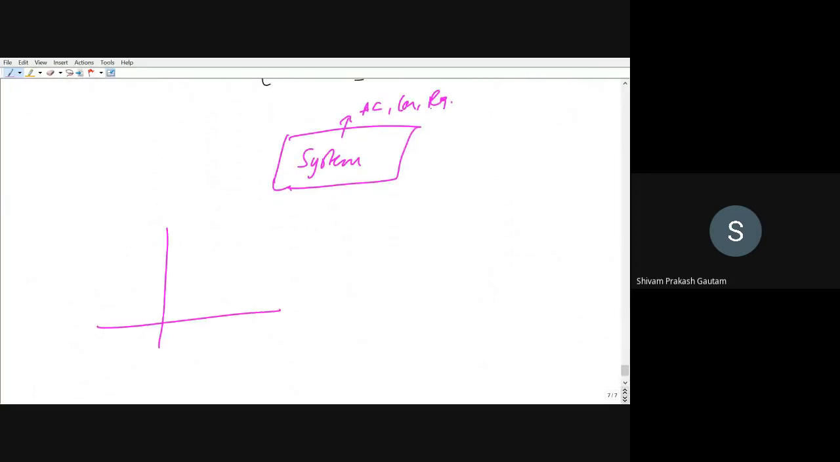So let us suppose this is our x. You can say... So your voice is not audible. Your voice is not audible. Let us say this is our x and y axis. This is our x axis. This is our y axis.